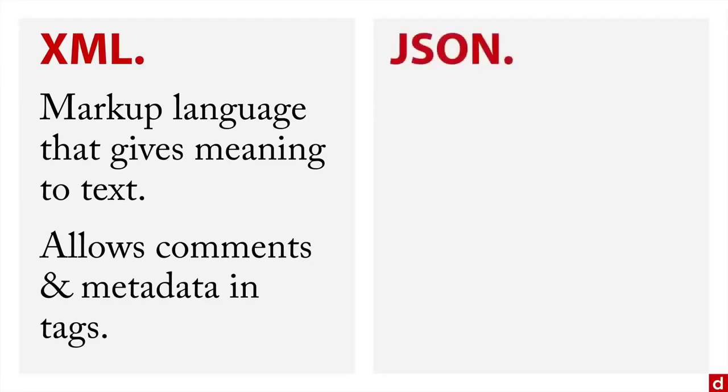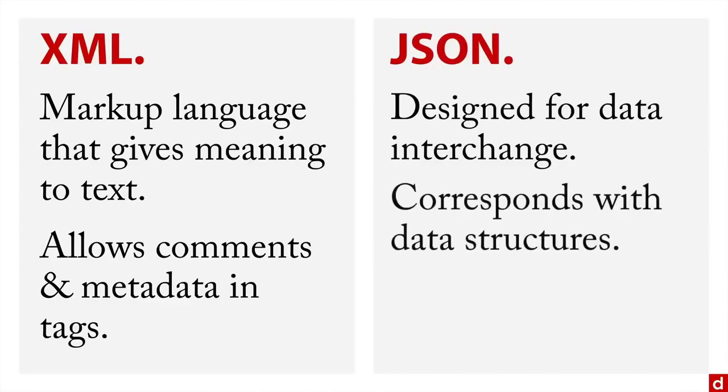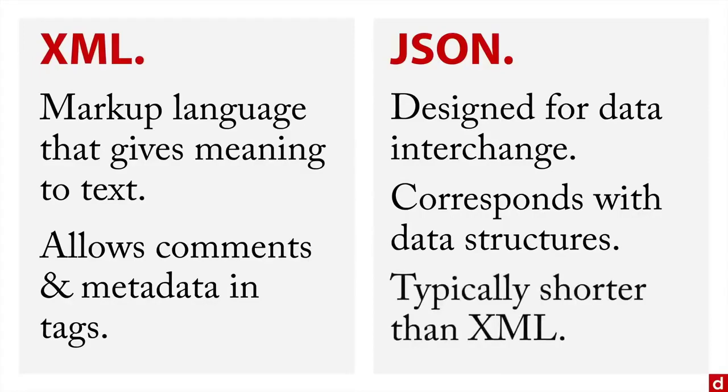JSON, on the other hand, is specifically designed for data interchange. And so it's got that special focus. And the structured JSON corresponds with data structures. It directly represents objects and arrays and numbers and strings and booleans. And that works really well with the programs that you use to analyze data. Also, JSON is typically shorter than XML because it does not require the closing tags. Now, there are ways to do that with XML, but that's not typically how it's done.